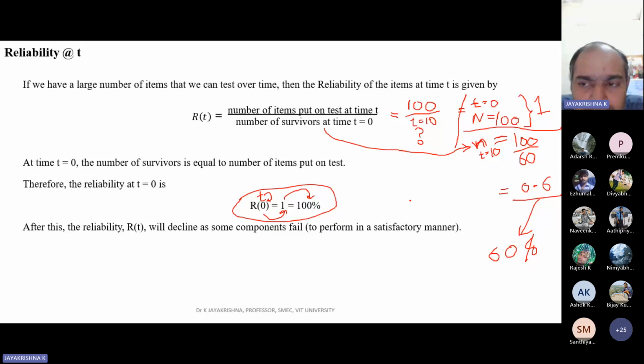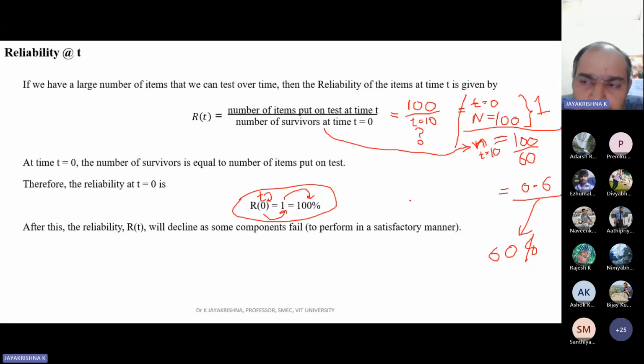But after some time, let the time be 10, 20, 30, whatever it is, as the time passes, when the reliability test starts, what happens? The system will start functioning, and a lot of failures or wear and tear can happen. After the wear and tear, we calculate the number of survivors after the given time. So after the given time, how many survived?